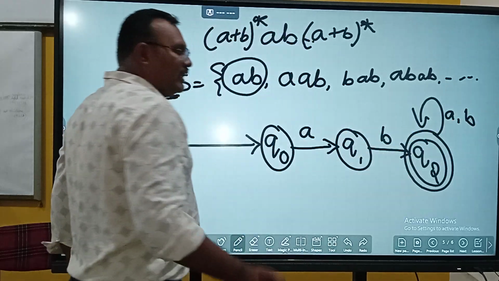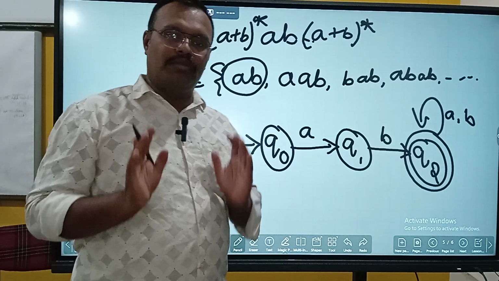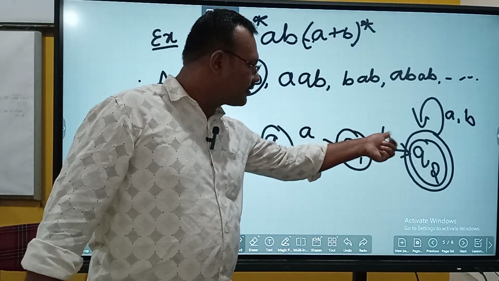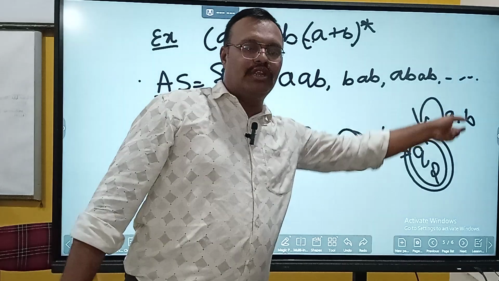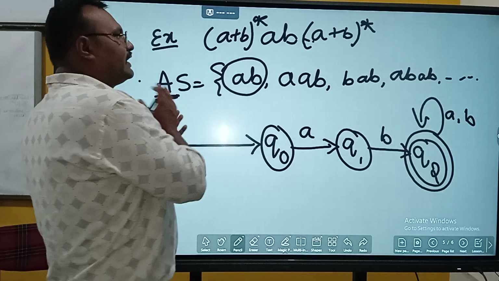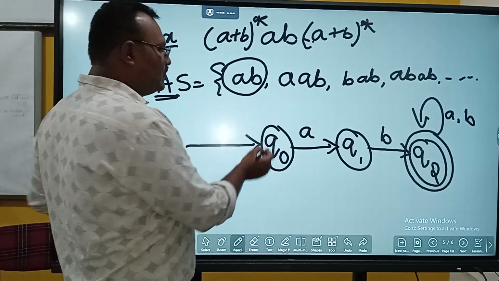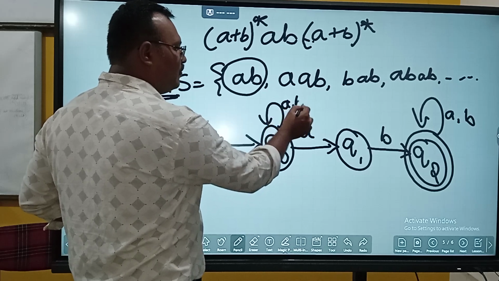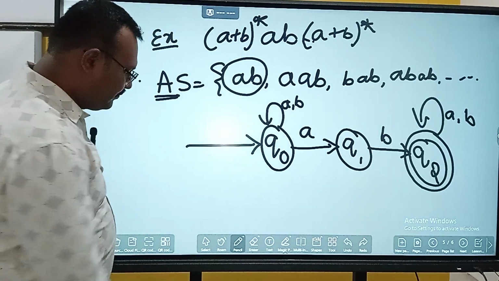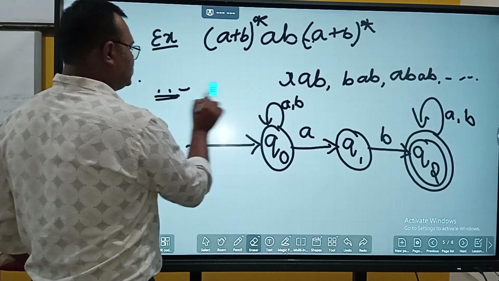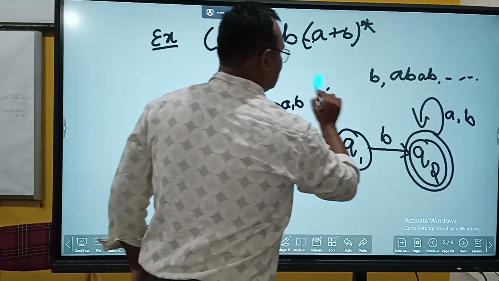That is, the main concentration for me in this problem is that I want this string AB. After that, you can end with any combination of A's and B's. Similarly, it can start with any number of A's and B's. That is why I will give a self loop on A comma B here. Now see, I will just remove the strings so that you can see the finite automata properly.